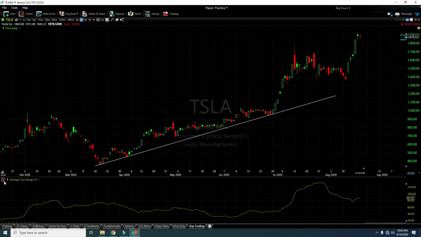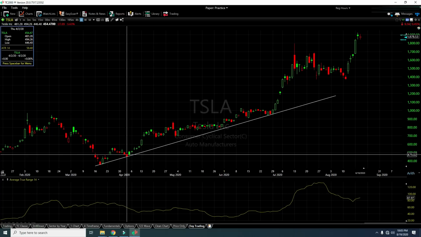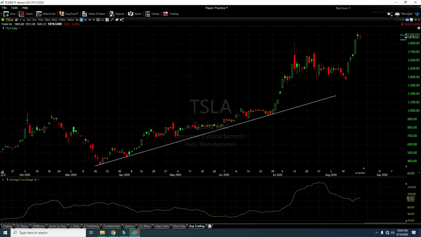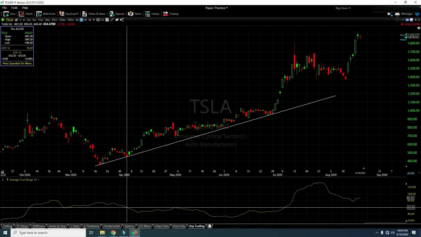As you can notice here, I have the average true range, or ATR, plotted at the bottom of the screen. I normally use ATR for identifying my stop loss. So if you look at it here, let's say you entered the trade here as an example, which is April 2nd, 2020. What is the price of ATR on that day?